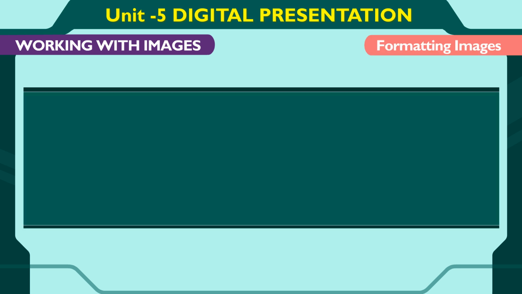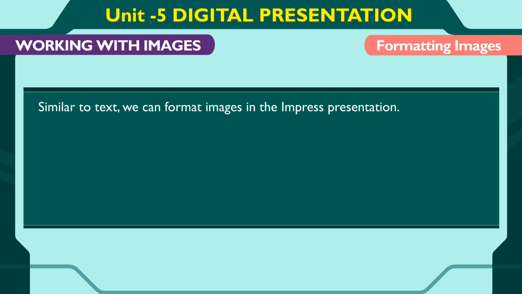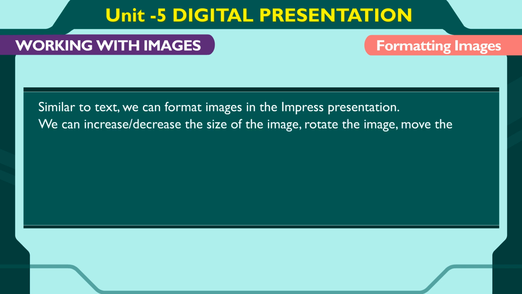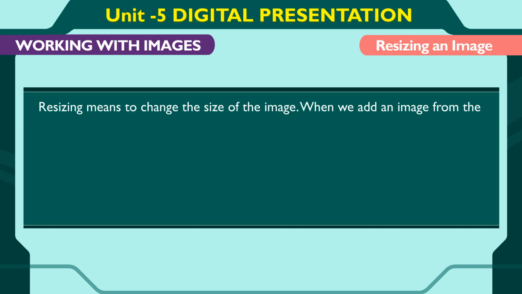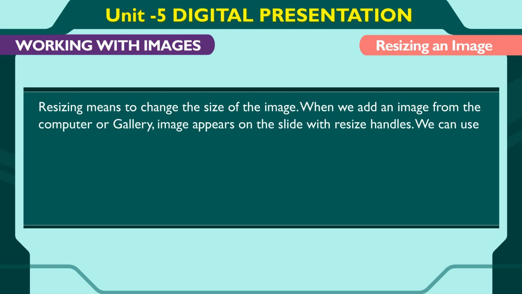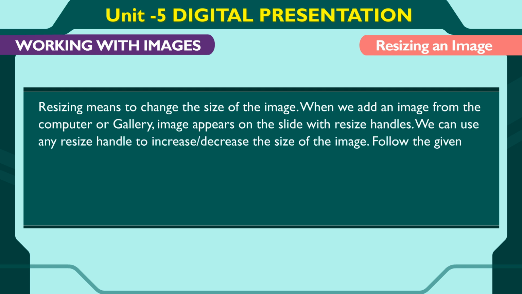Formatting images. Similar to text, we can format images in the Impress presentation. We can increase or decrease the size of the image, rotate the image, and move the image from one place to another. Resizing an image. Resizing means to change the size of the image. When we add an image from the computer or gallery, the image appears on the slide with resize handles. We can use any resize handle to increase or decrease the size of the image.